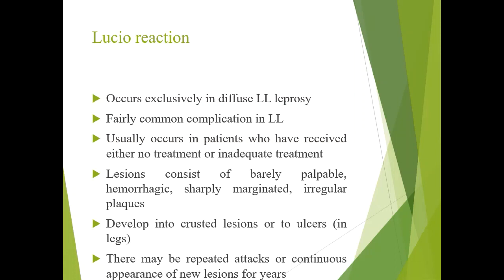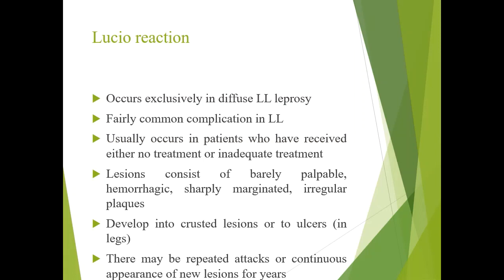The lesion consists of barely palpable hemorrhagic, sharply marginated, irregular plaques that develop into crusted lesions or ulcers, especially in the legs. There may be repeated attacks or continuous appearance of new lesions for years.